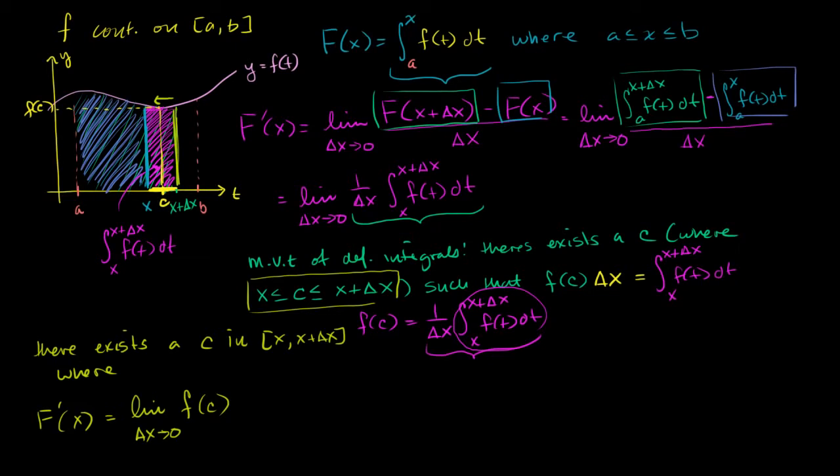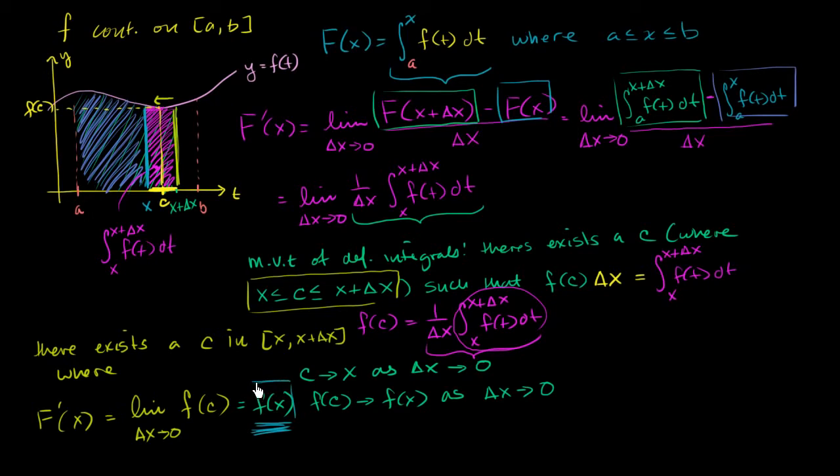So we know intuitively that c approaches x as delta x approaches 0. Or another way of saying it is that f of c is going to approach f of x as delta x approaches 0. And so intuitively, we could say that this is going to be equal to f of x.